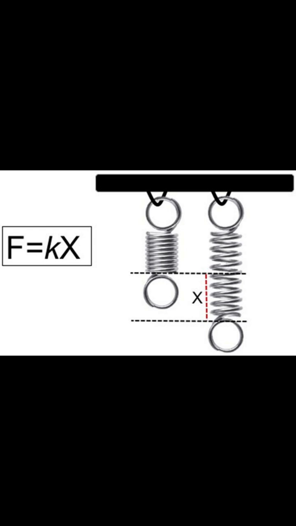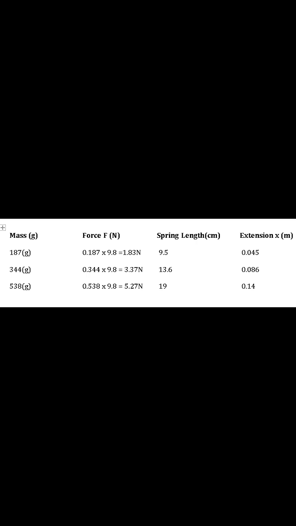The materials I used were a coil spring, a hanger, a roller, and three different masses: 187 grams, 344 grams, and 538 grams. The spring was suspended vertically from a fixed support, and I gradually added the weights to observe how much the spring extended.